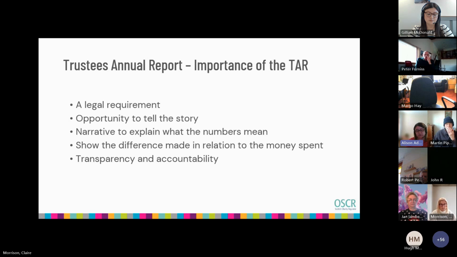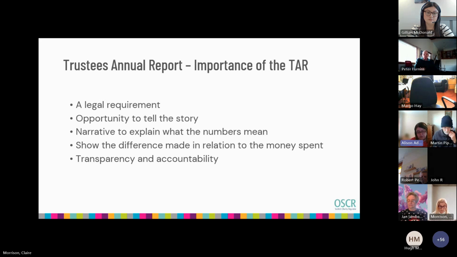So why is the trustee's annual report important? Firstly, it is a legal requirement and charity trustees must ensure that they include a trustee's annual report with their accounts to meet their duties in accordance with the 2005 Act. But as well as being a duty, it is also an opportunity for the charity trustees to tell the story of the charity, to allow readers of the accounts to understand what the charity was set up to do, what activities it undertakes, and what difference the charity has made.